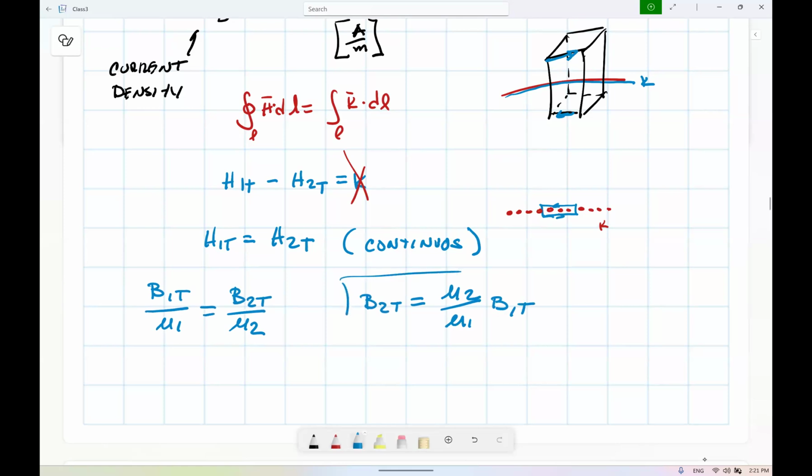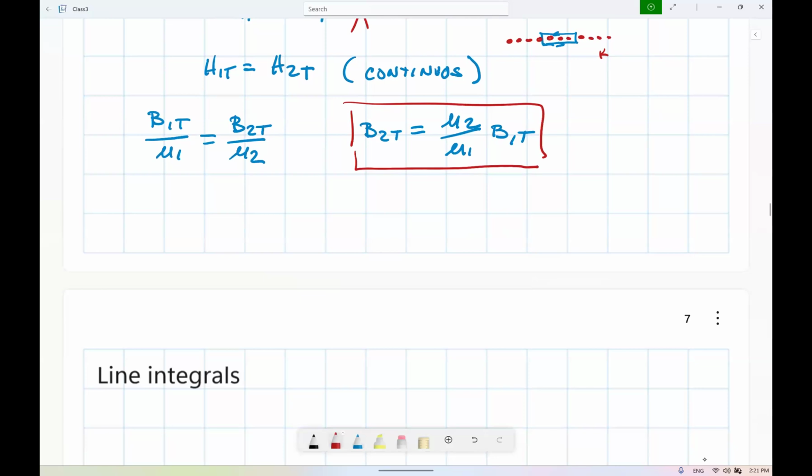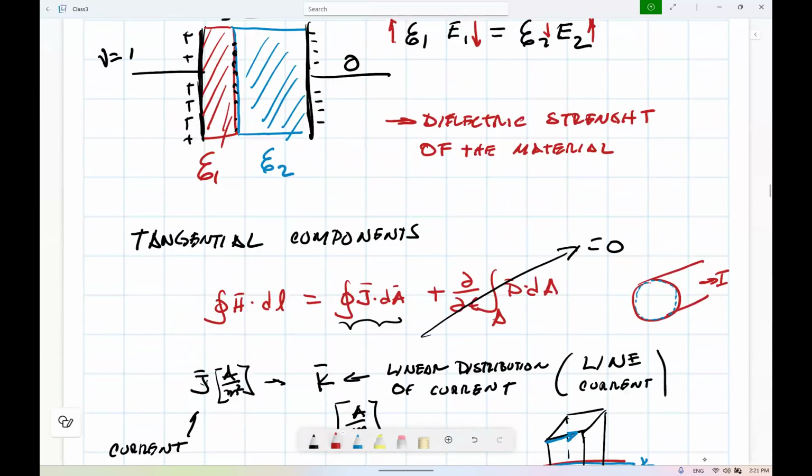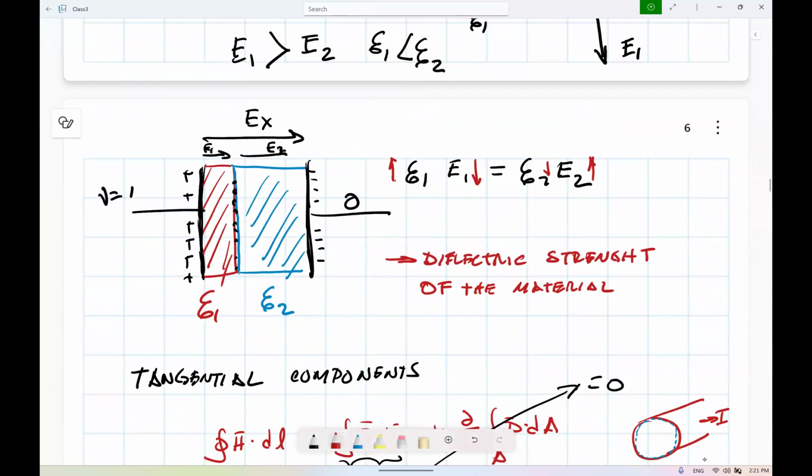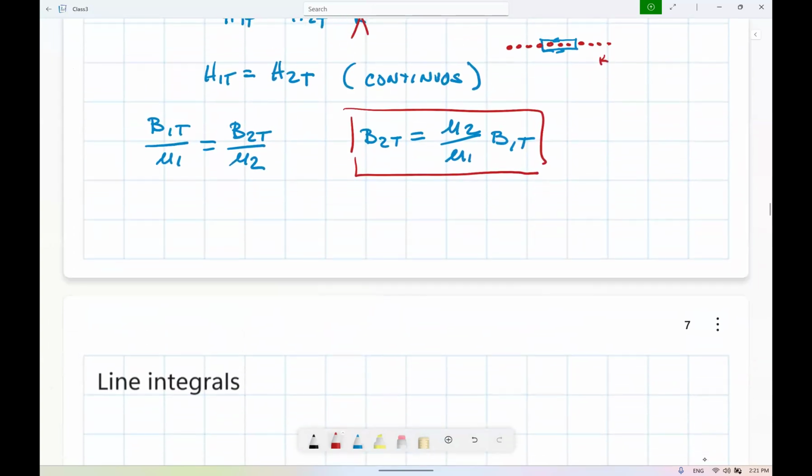And this one, if I were to ask Rizzo to tell me what this equation tells me, this is different from the one from the electric field, right? In the electric field, it was opposite, right? This one, what is this telling me? That the magnetic flux density is larger in the material with larger permeability than in the material with smaller permeability.